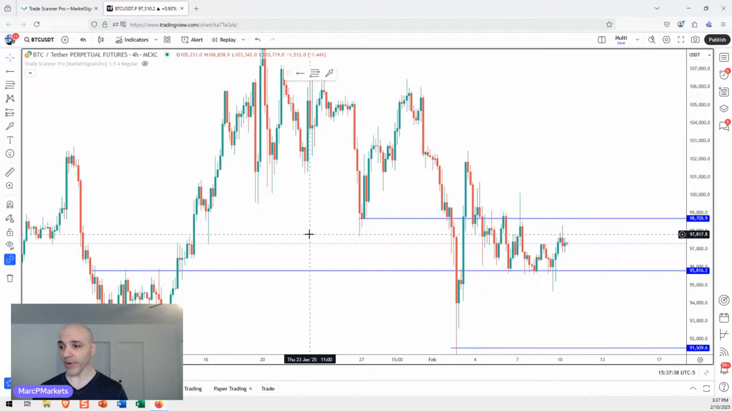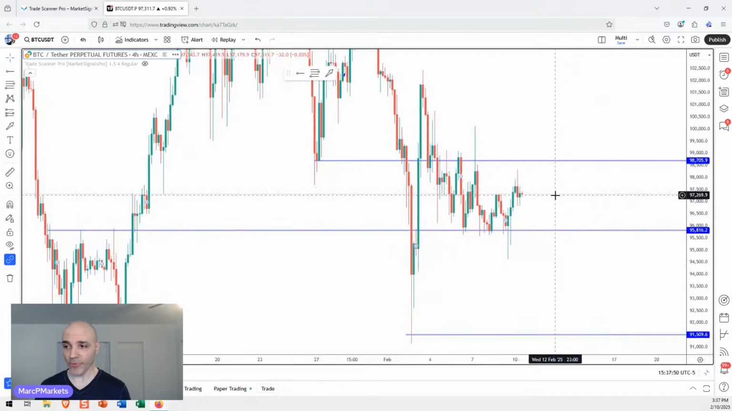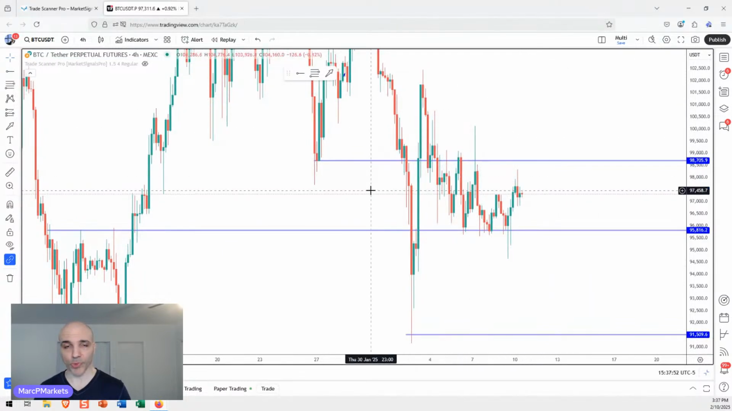Resistance, we have one over here, right? Now, I don't need to put 100 levels on my chart. I just need 3 or 4. A couple of support levels, maybe a couple of resistance levels. In this case, 3 is good. I don't need to go beyond this resistance right now, right?